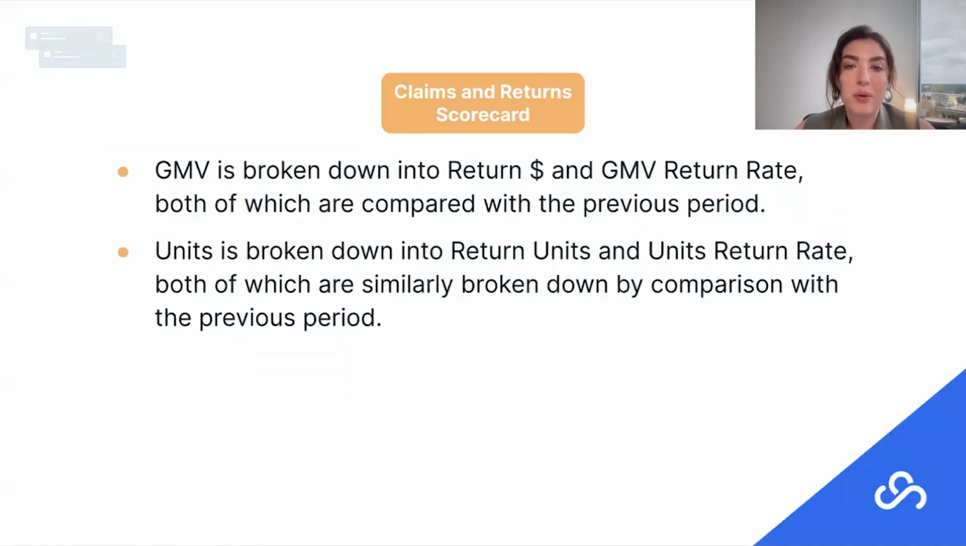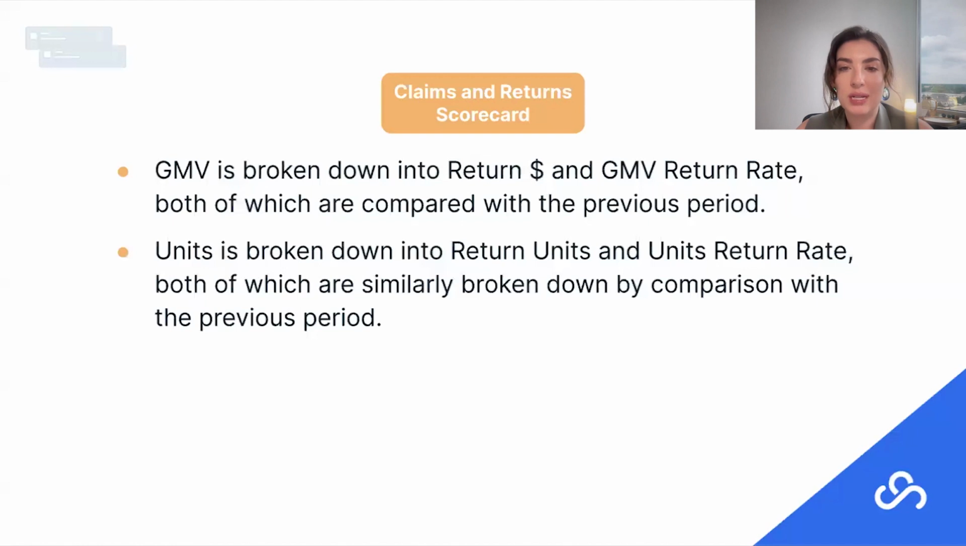So GMV is broken down into the return cost and then the GMV return rate, and both are going to be compared with the previous period. I would also suggest, if I'm talking about returns and you're not familiar with some of this language, go look at your supplier agreement. You can find that on Retail Link in the profile section, usually in the top right corner with the little icon. You can click that and then scroll down to My Agreements to make sure you understand some of the terms of your agreements. That will give you helpful context when reviewing these return trends.